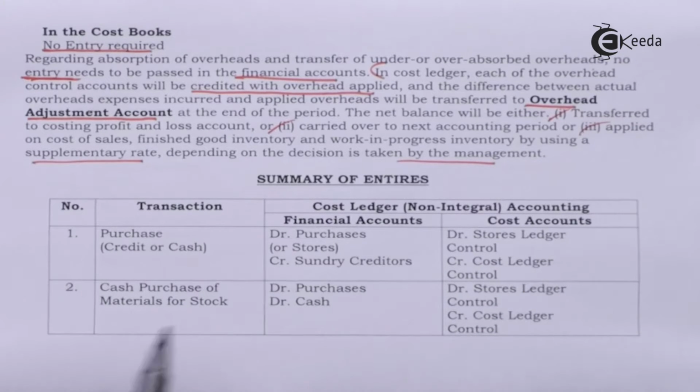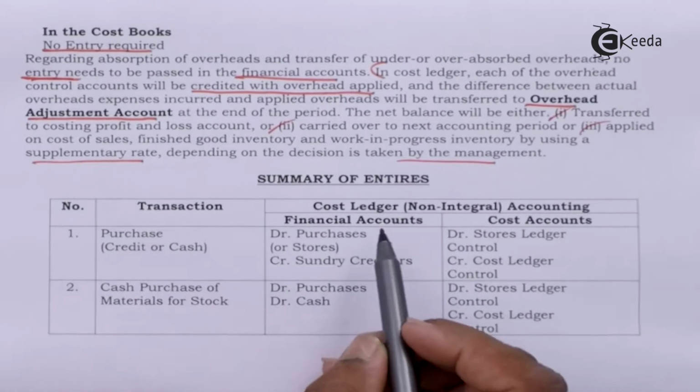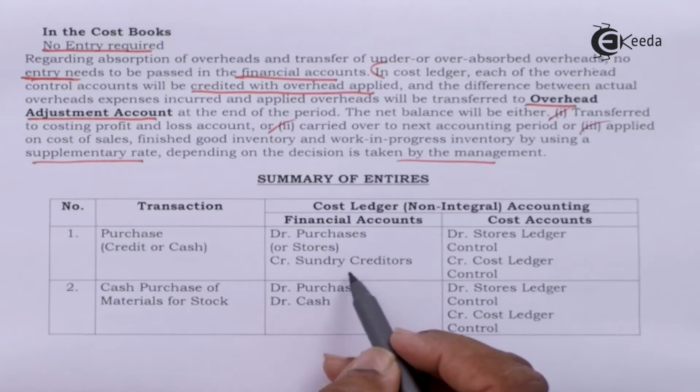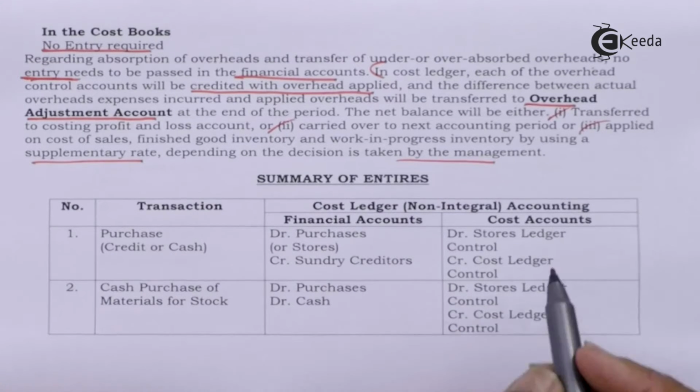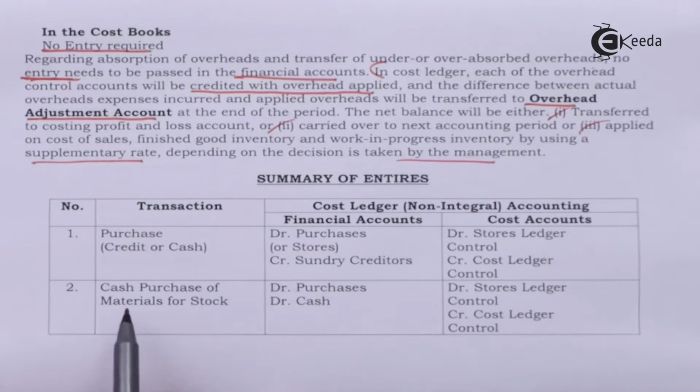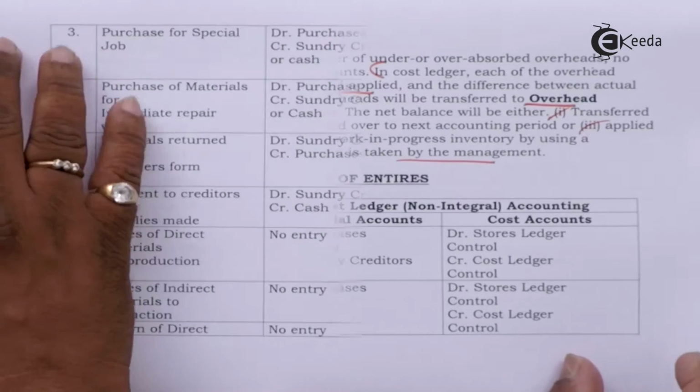Let us have summary of entries. Transaction: purchase, credit or cash. In financial account, purchases account debit or stores account debit to sundry creditors. In cost ledger, store ledger control account debit to cost ledger control account. Cash purchases of material for stock: purchases account debit to cash account. In cost ledger, our entry will be stores ledger control account debit to cost ledger control account.